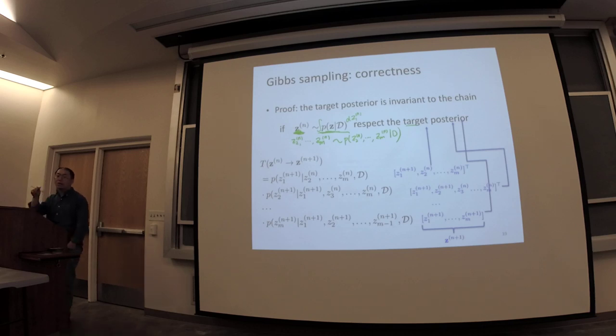Now let us look at how we can generate Z1 plus 1, right? How can we generate a new sample for the first component, namely Z1 plus 1? We use the conditional posterior. So conditional on Z2 to Zm and the data, I generate Z1 plus 1. Now I want to ask, what is the joint distribution of this Z1 plus 1 and Z2n to Zm? How can we compute this joint posterior? How can we compute this joint distribution?